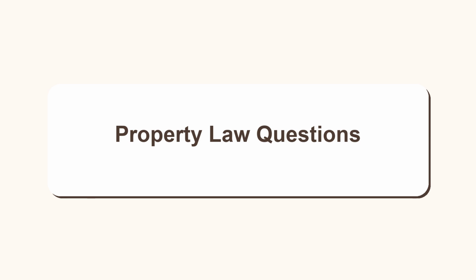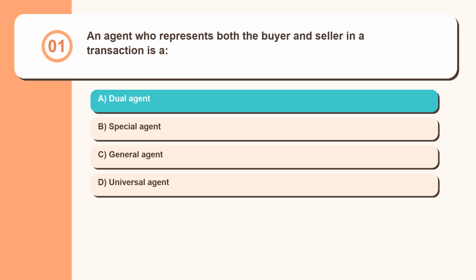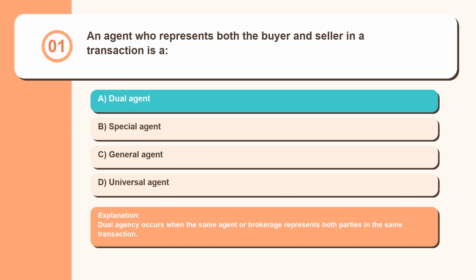Property law questions. Question 1. An agent who represents both the buyer and seller in a transaction is a dual agent, special agent, general agent, universal agent. Dual agency occurs when the same agent or brokerage represents both parties in the same transaction.